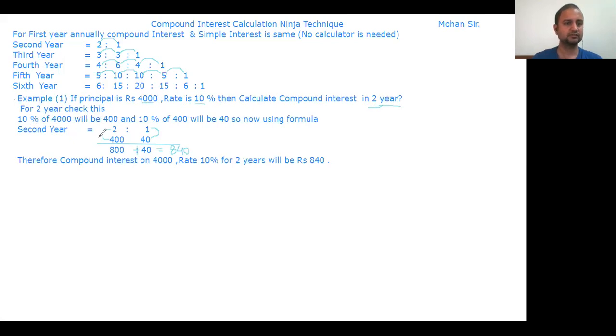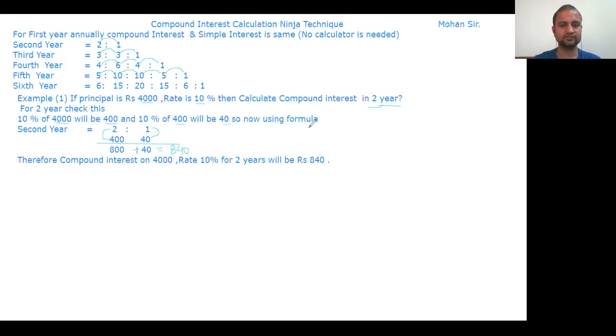10% of 4,000 will be 400. Here we can check the amount of the principal. First the principal is 4,000, so 10% of 4,000 will be 400. And again, because it is a question of 2 years, now again we calculate 10%. Previously we calculated 10% of 4,000, it became 400. Now we calculate 10% of this 400, it will be 40.